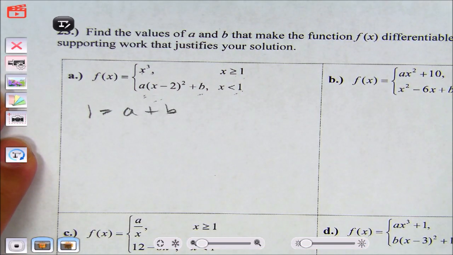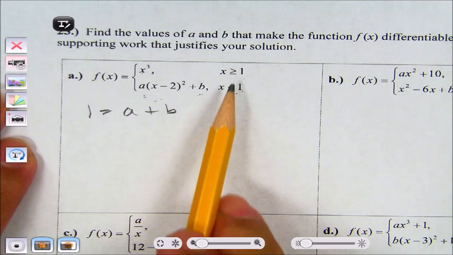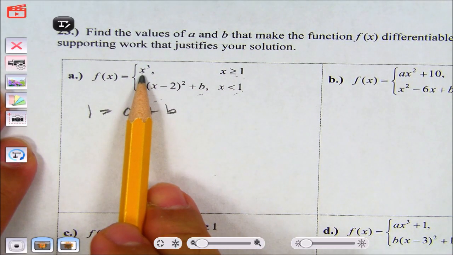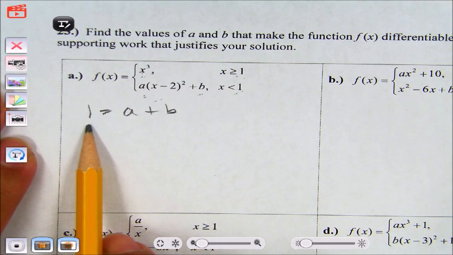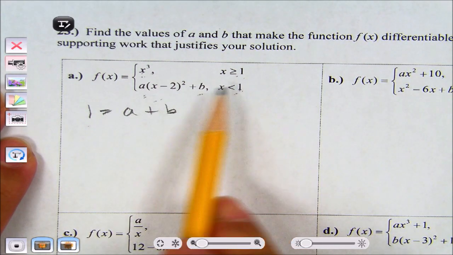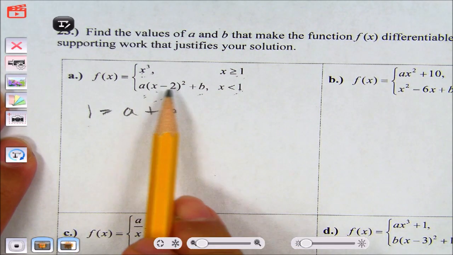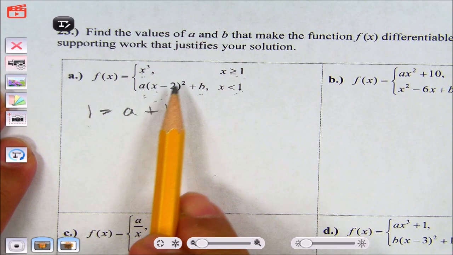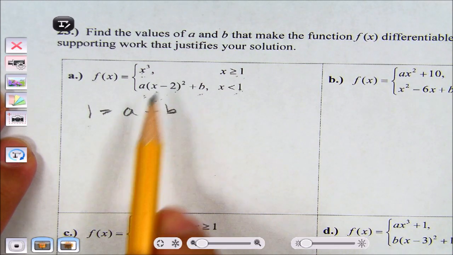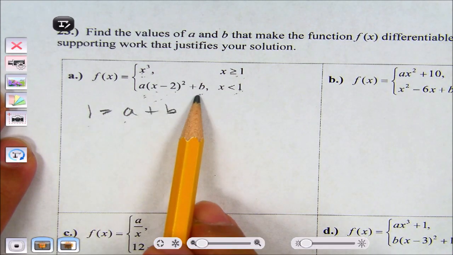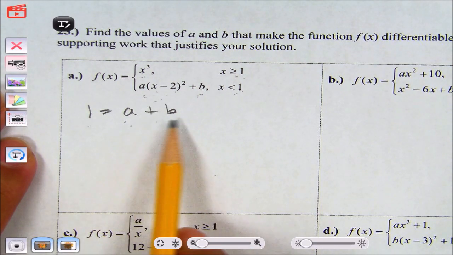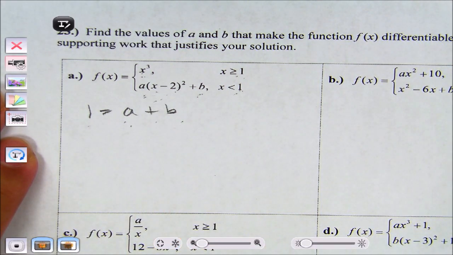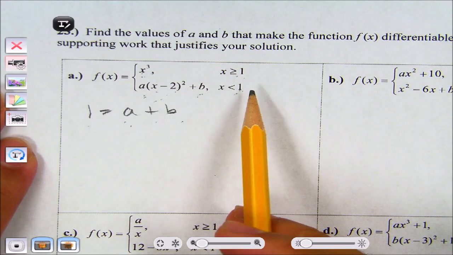Did you follow what I just did? Yes. I plugged in 1 into the first expression. 1 to the third power is 1. I plugged in 1 into the second expression. 1 minus 2 is negative 1. If you square it, you get positive 1. So you just get a. And then there's nothing that's affecting the b, so it's just a plus b. So we don't have to worry about any other number but 1. Right, we're only worried about the boundary.